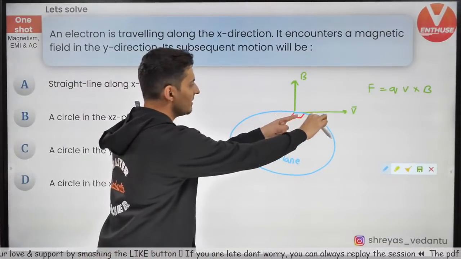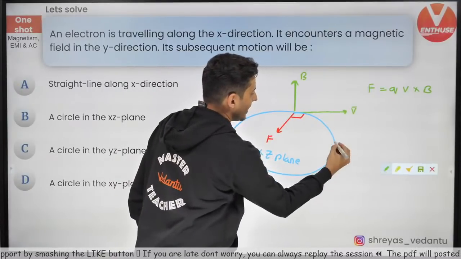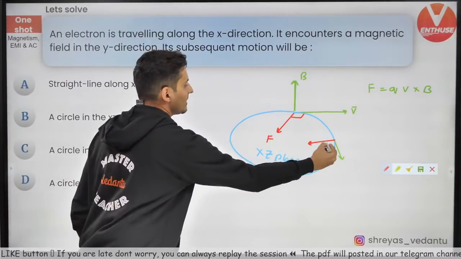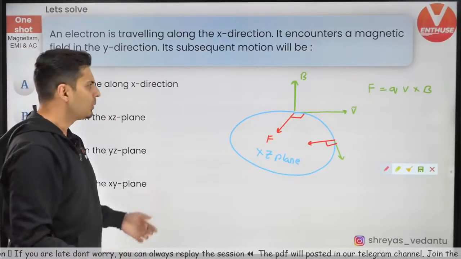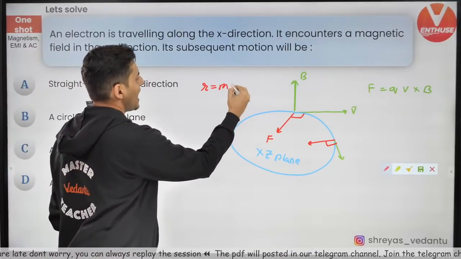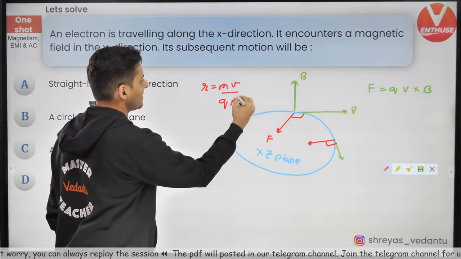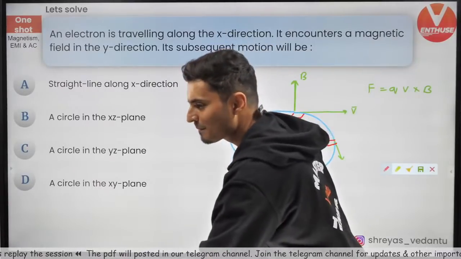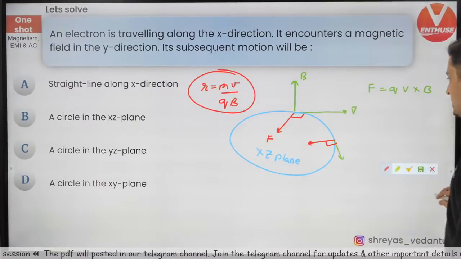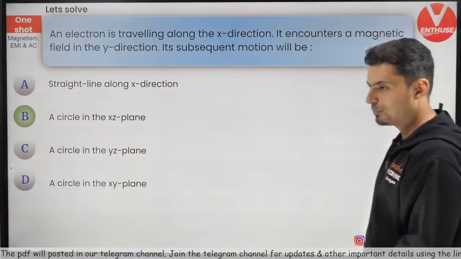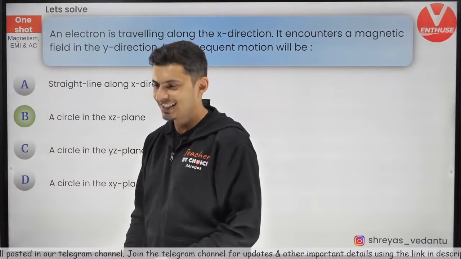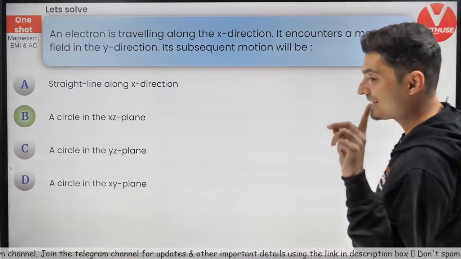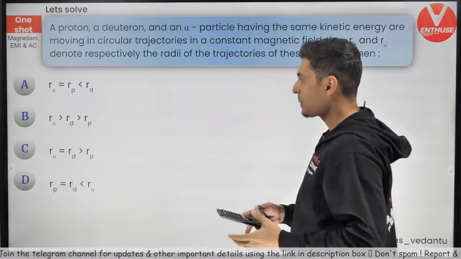As soon as the velocity turns here, you will see the force will be like this. It will always be perpendicular. Okay, I hope you remember the formula. So radius was mv by qB. This is a standard formula for the radius of the circular motion. Perfecto. Which plane is it? XZ plane. Moving on to the next question. Very good, very good. It's not C. It's not YZ. It's XZ. Many people made a mistake here.